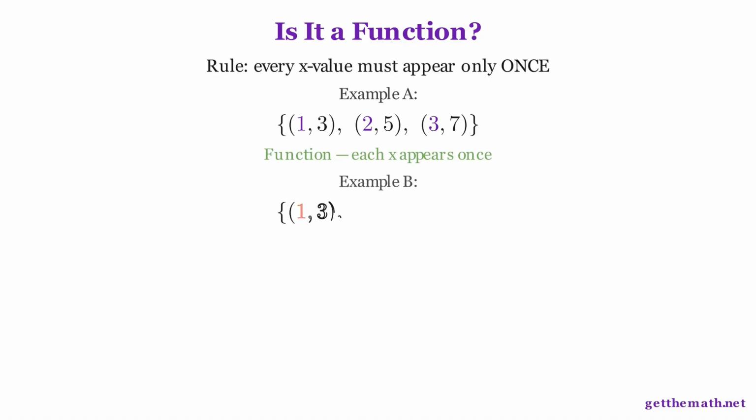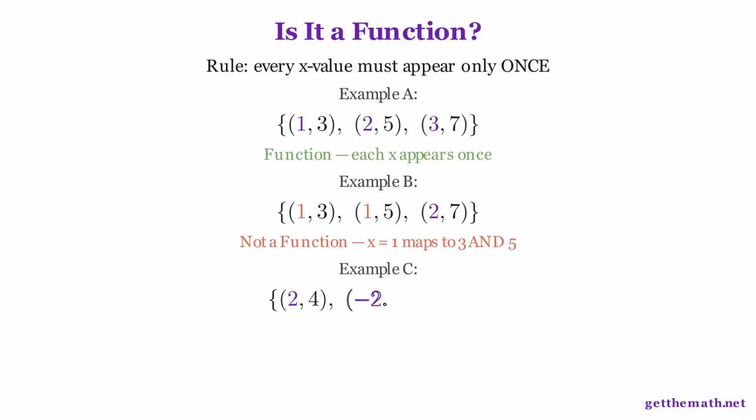Example B. The set (1, 3), (1, 5), (2, 7). Look at the x values: 1 and 1 again. The input x equals 1 maps to both 3 and 5. One input, two outputs. That breaks the rule. Not a function.